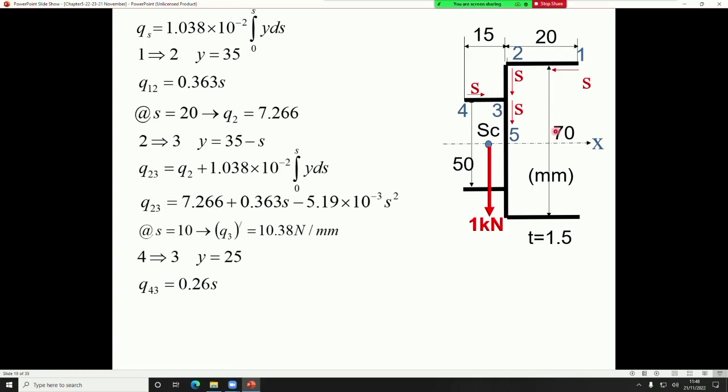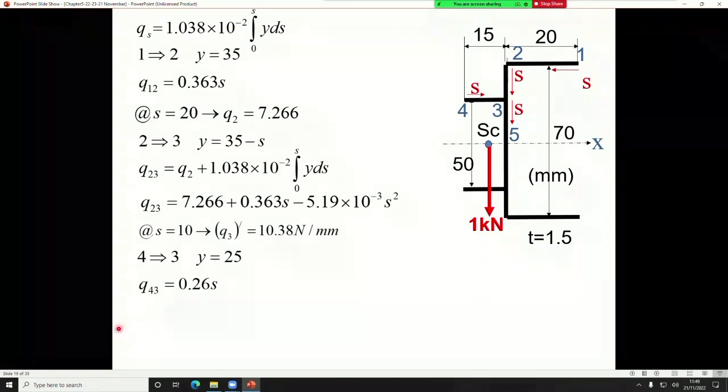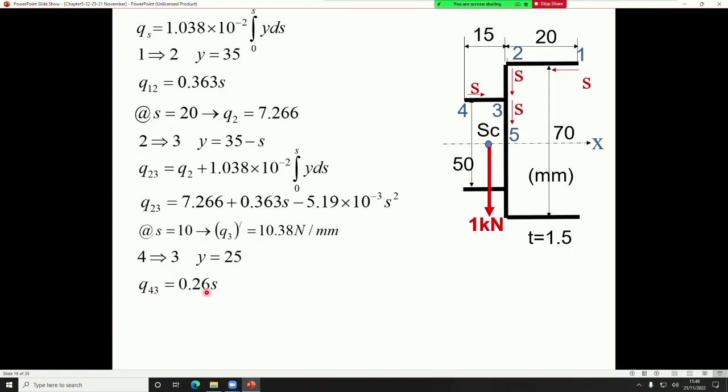So this is 35. This is 25. 25 minus 35 gives us 10, so this distance is 10. I've substituted s equal to 10 in this relation here. It gives you the shear flow at point 3 because of panel 2, 3. I showed you how to find the shear flow of panel 4, 3. The length of panel 4, 3 is 15. If I substitute 15 in this relation, it gives me the shear flow at point 3 because of panel 4, 3. I call it Q3 double prime.